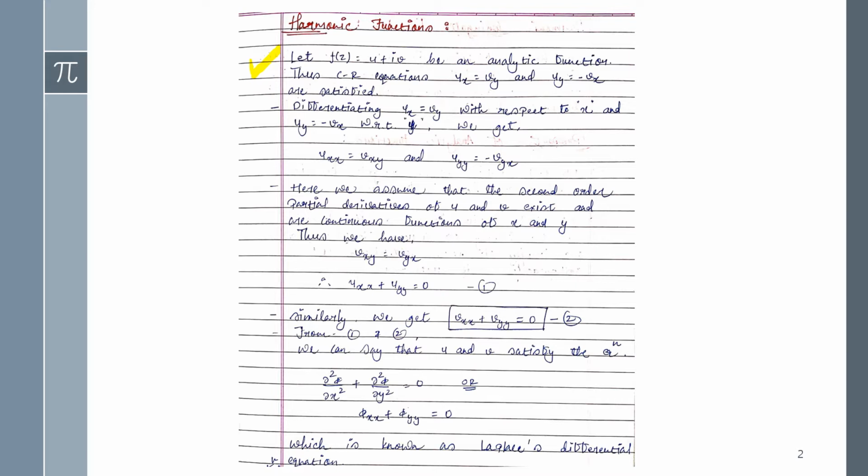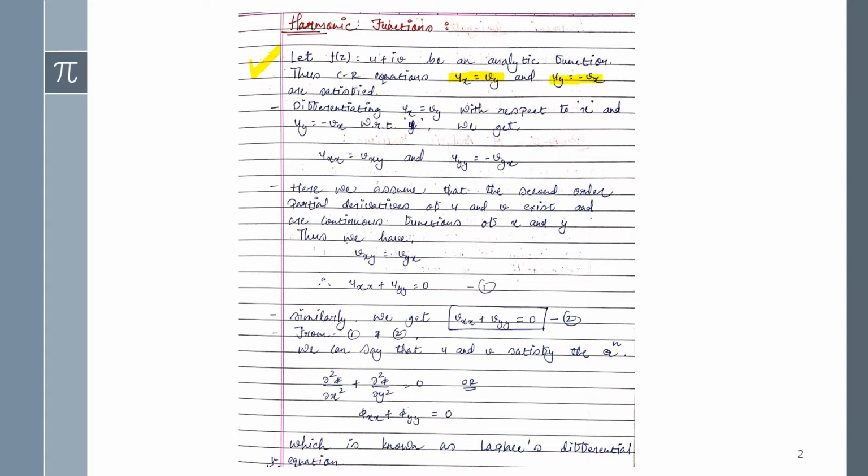Okay, we have a function u plus iv, and that function we call w or f of z. Suppose that this is an analytic function. If any function is analytic, then definitely the CR conditions will be satisfied. Then and only then can we say that the given function is analytic, right? So ux equals vy and uy equals minus vx will be satisfied.